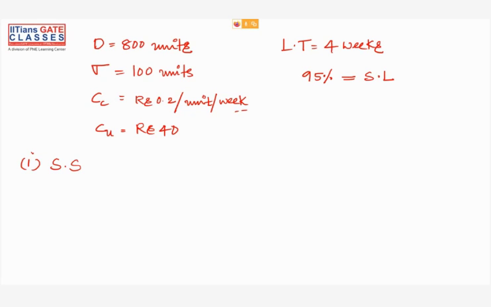In the previous class, we have already seen the formula for safety stock and these things. We have seen that reorder level is equal to x bar plus z into sigma. This is your mean, this is your standard normal variate, and this is your standard deviation. This table also we have seen.